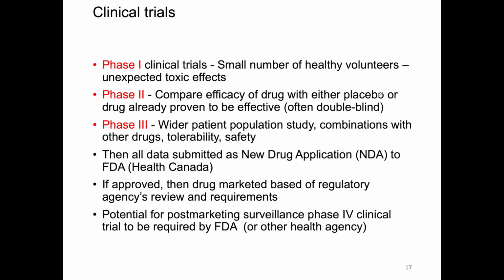And then if you've demonstrated efficacy in a phase 2 study, you then move into phase 3, which is a larger study, wider patient population, that potentially have combinations with other drugs. You're looking at the tolerability of a particular medication and, as ever, the safety of that drug. And then all of this data and the preclinical data are submitted as a new drug application to the FDA or to Health Canada. And then if that molecule is approved, then the drug can be marketed based on what the regulatory agencies say. Okay, so you can only market the drug for the disease for which you have demonstrated efficacy.